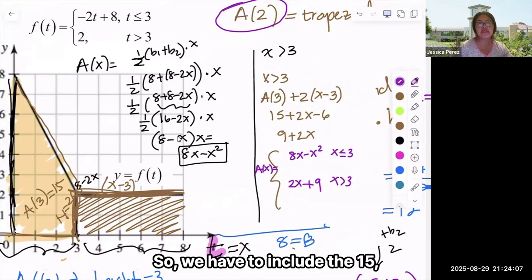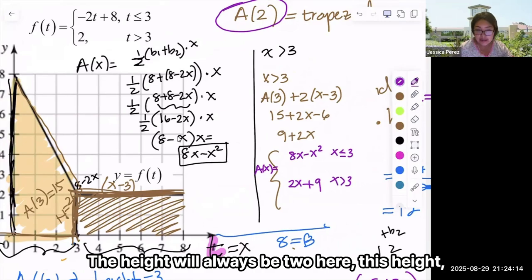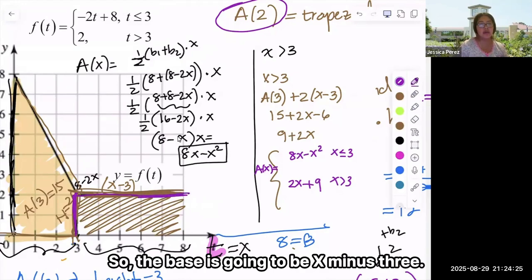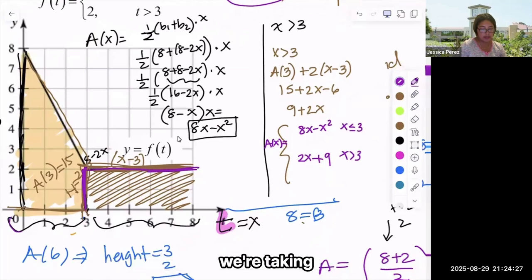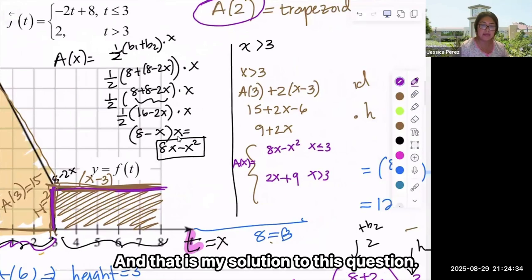So we have to include the 15. Will it stay the same? We're adding that piece to base times height. The height will always be 2 here, but what's going to change is actually the base. So the base is going to be x minus 3. Why minus 3? Because we're taking the first 3 into consideration. That's why it's x minus 3. And that is my solution to this question.